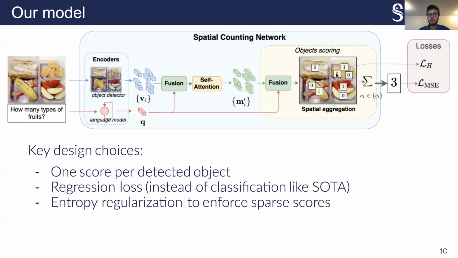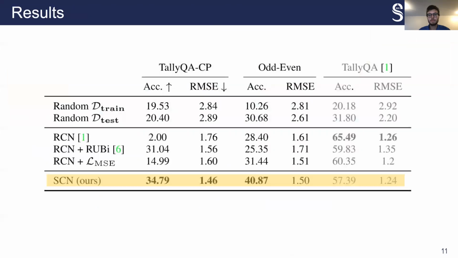Second, we train the model using a regression loss, which is more suited to counting tasks. Finally, we add an entropy regularization term to the final object scores to enforce low entropy sparse predictions. We show that our SCN model obtains much higher score on both our TeleQA-CP and TeleQA odd-even, demonstrating its ability to learn the correct counting mechanism.